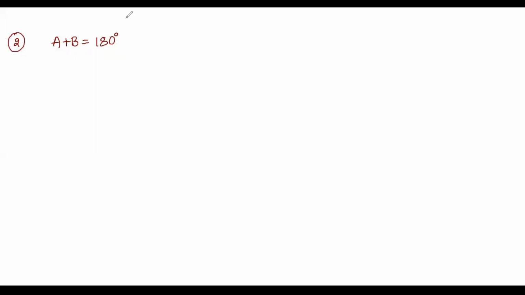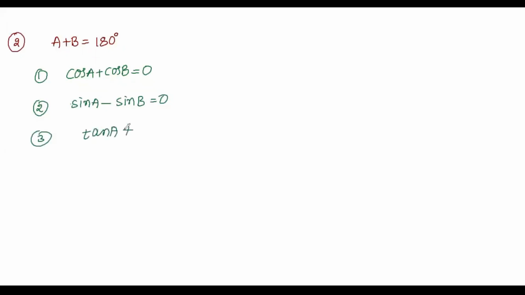Then I am writing here 3 formulas which are going to change. Number 1, that cos a plus cos b is nothing but 0. Similarly, sin a minus sin b is equal to 0. Third one, tan a plus tan b is equal to 0. How are we going to prove? The first one, already we know that a plus b is equal to 180, so b is equal to 180 minus a. So by that, can you prove this?